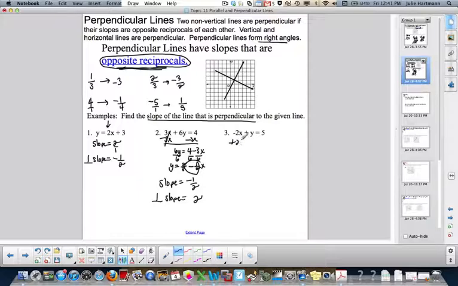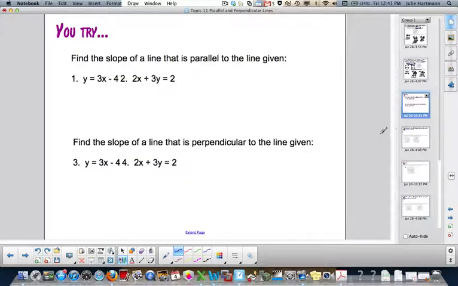And number 3, again, we add the 2x. So y equals 2x plus 5. Our slope is 2, so that means the perpendicular slope would be 2/1, so you flip it, 1/2, opposite means it's negative. Okay? Next one, couple you tries.